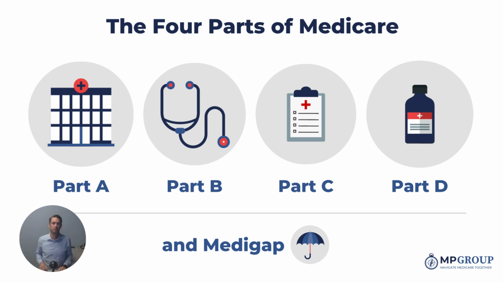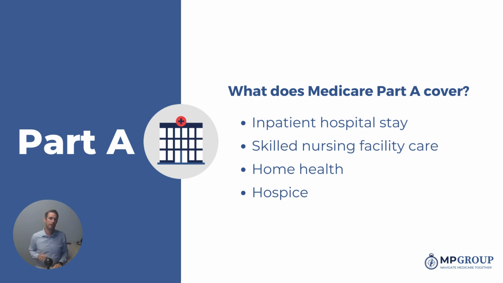If you don't know already, parts A, B, C, D, and Medigap. We'll go into each one briefly. Part A is your inpatient care. So an inpatient hospital stay, a skilled nursing facility, home health, and hospice. I like to think of Part A as inpatient room and board, but that's what you're going to get under Part A, which is typically going to be $0 per month for most people.